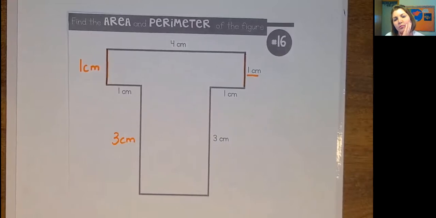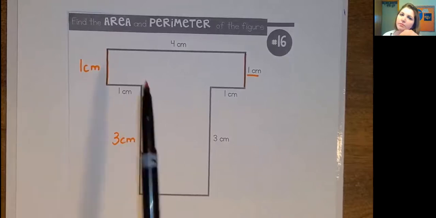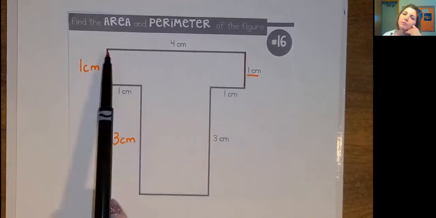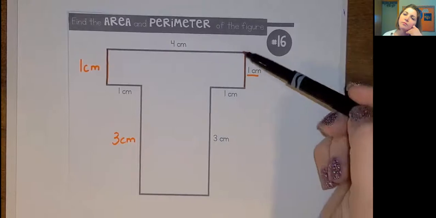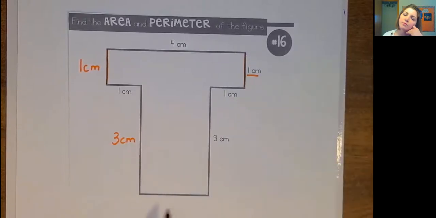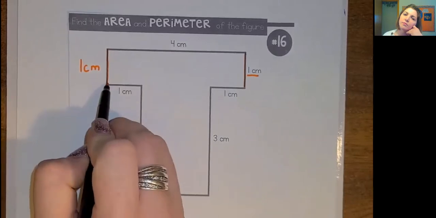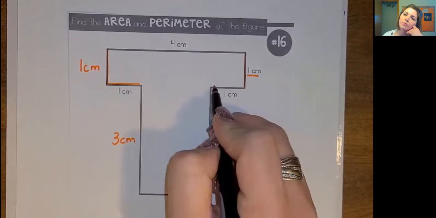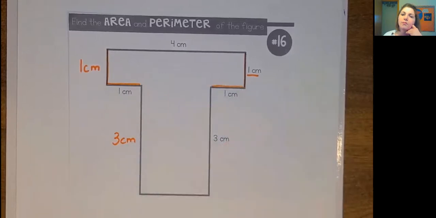Now, the hard part is going to be finding the measurement at the bottom. Because I have all these different pieces up here, I have to use my brain power and figure it out. Well, this whole side is 4 centimeters, but look, it comes out farther than the bottom. So this bottom cannot be 4 centimeters. Well, I have this piece here, which is 1, and this piece here, which is 1.